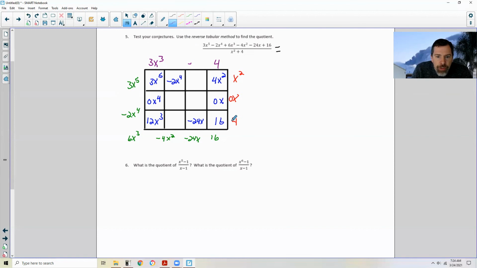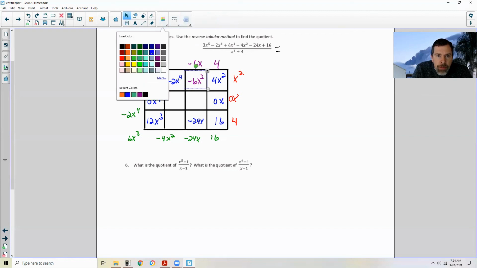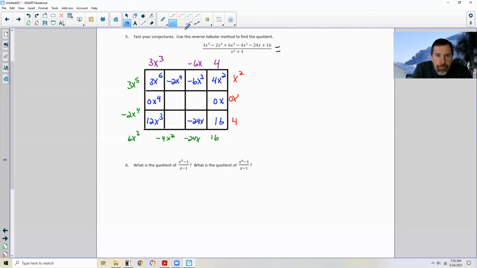And 24 divided by 4 is 6. And then x. So now I have this. I can finish this column. X squared times negative 6x is going to be negative 6x cubed. That's supposed to be blue. Okay. 0x times negative 6x is going to be 0x squared.